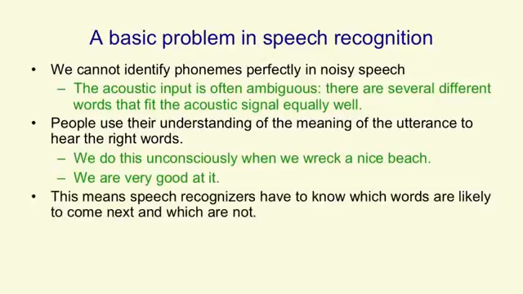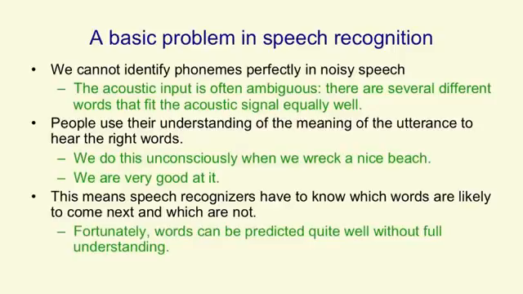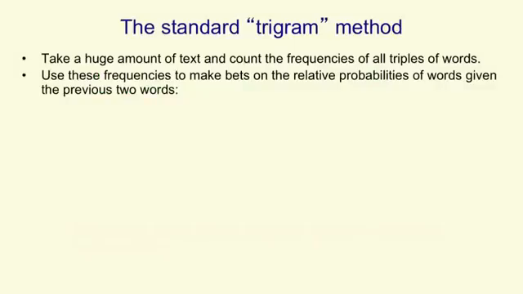That means that speech recognizers have to know which words are likely to come next and which are not. Fortunately, words can be predicted quite well without having a full understanding of what's being said. So there's a standard method for predicting the probabilities of the various words that might come next. It's called the trigram method.